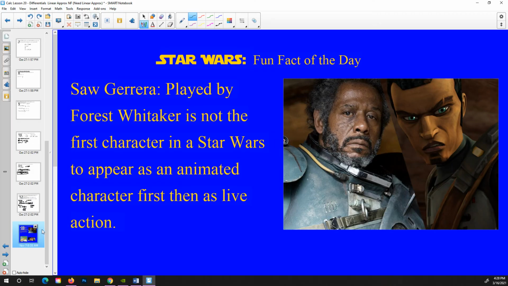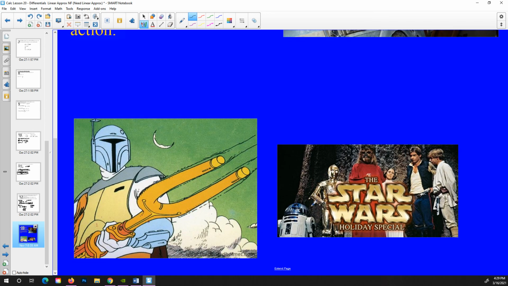And a Star Wars fun fact of the day. Saw Gerrera, played by Forrest Whitaker, is not the first character in Star Wars to appear as an animated character first and then in live action. So here's his younger version from the Clone Wars, and here is his older version from Rogue One. Boba Fett first appeared as an animated short inside Star Wars The Holiday Special, and then he became the famous character that he is. Well, that's all I got for today, folks.